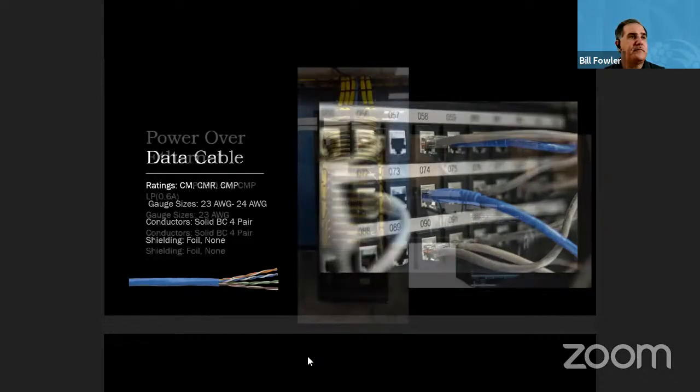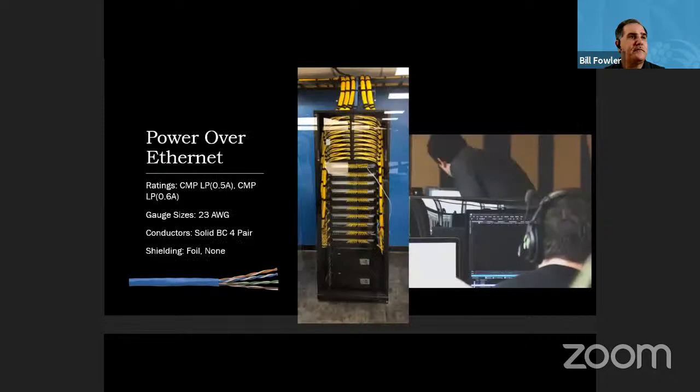But now let's talk about power over Ethernet. This is the new thing we're starting to see out there, and PoE is really, I want to say, 10 years or so into the market. We saw it in the early 2000s. We take a jump. You'll see the rating has a CMP, an LP, 0.5 amps, the CMP there, and LP, 6 amps. So this is where they're actually running power.